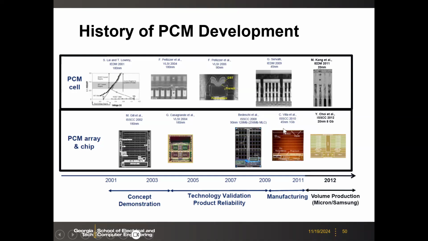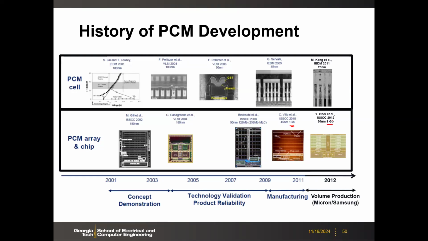1T1R array. And then I believe here in 2009 to 2012, companies like Micron and Samsung all have this prototype ready. And here, for example, this one I believe is from Micron, 1 gigabit, 45 nanometer process. And then the one I just showed, the Samsung, this 20 nanometer cross-point array, actually integrates 8 gigabits of phase change memory there. This was already 12 years ago.